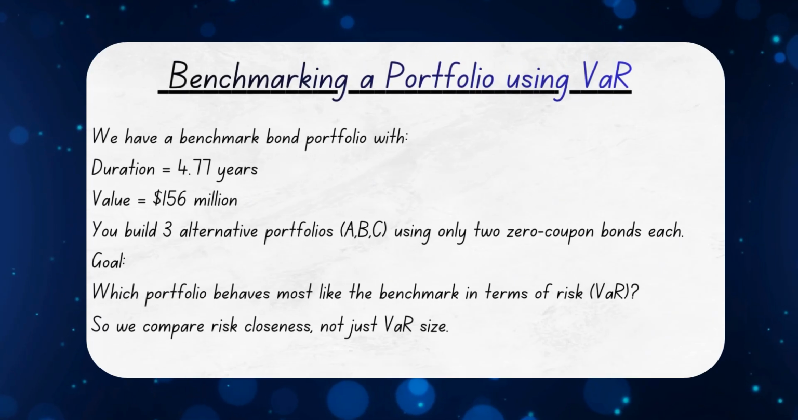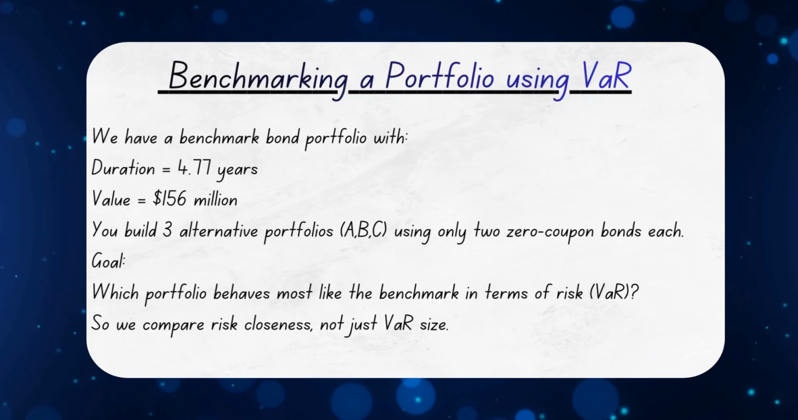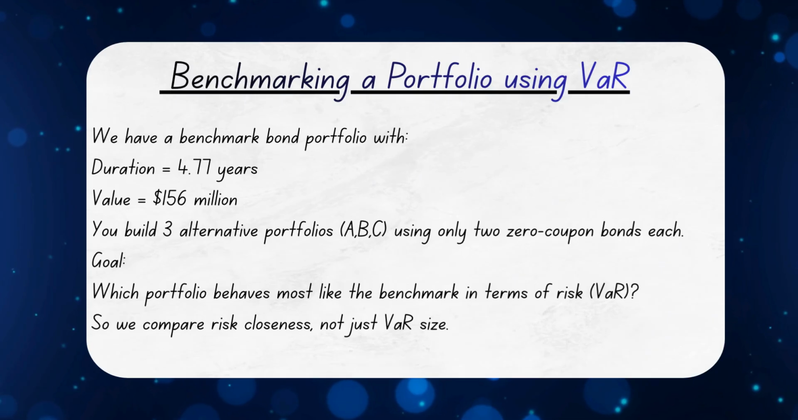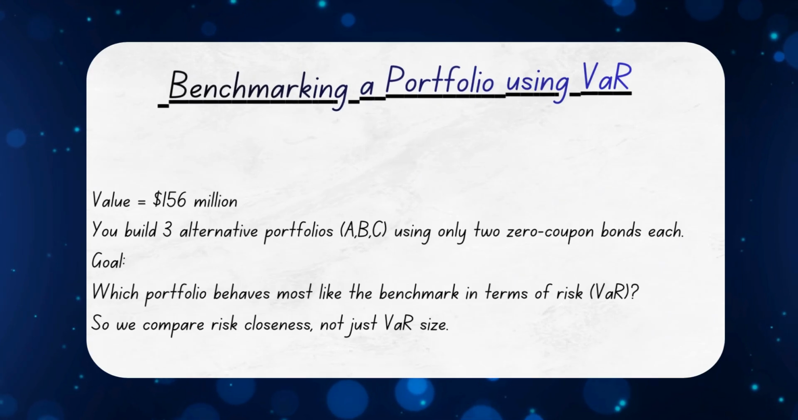Here we're given a benchmark bond portfolio with duration 4.77 years and total value $156 million. Now we build three alternative portfolios, A, B, and C, using only two zero coupon bonds each. Our goal is simple. Which one behaves most like the benchmark in terms of VaR, not just size of VaR?